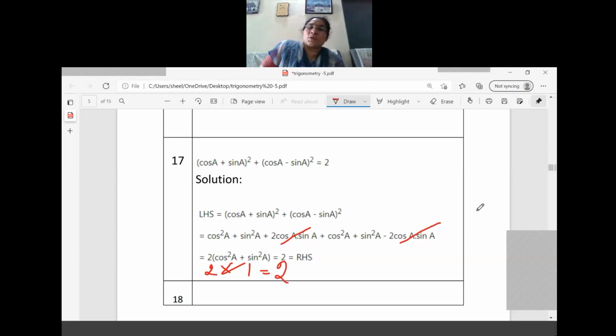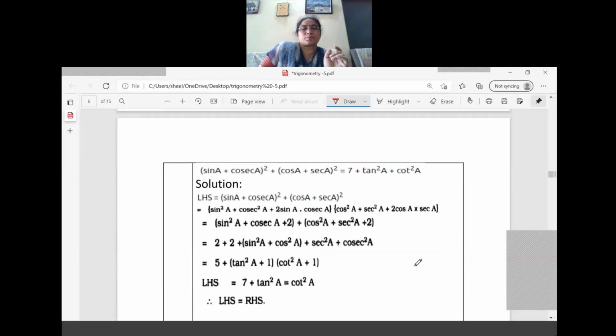So this also is nothing that much of a difficult question. It is just an expansion of (a plus b) whole square and (a minus b) whole square only. Whatever is cancelled we made cancel, and the remaining things we see are correlated with the first identity. So 2 into (cos square A plus sin square A), that is equal to 2 into 1, that is equal to 2.